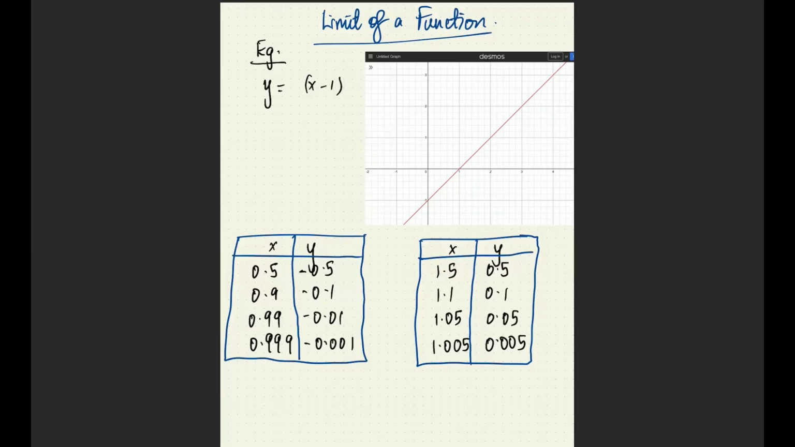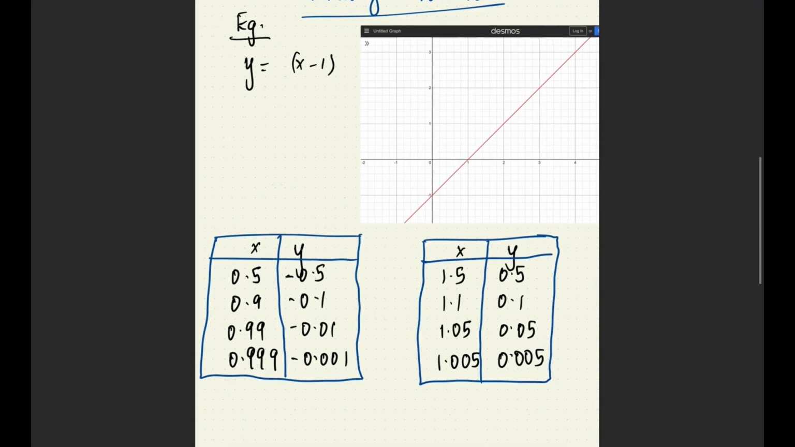What is the limit of a function? So we have a graph over here of the function y equals x minus 1. I want to know what is happening to the y value when I'm getting closer and closer to a particular x value. Just for the sake of it, let's say that when we are getting closer and closer to the value of x equals 1, what is happening to y?